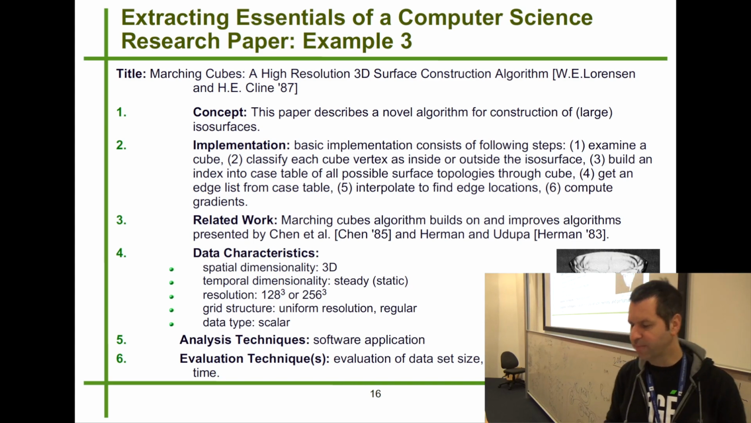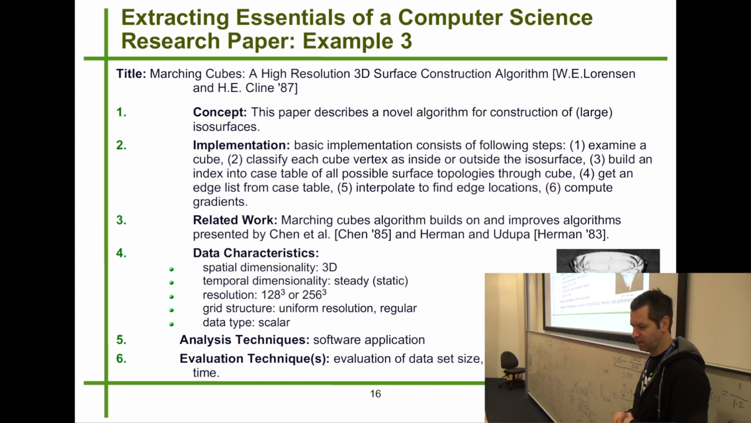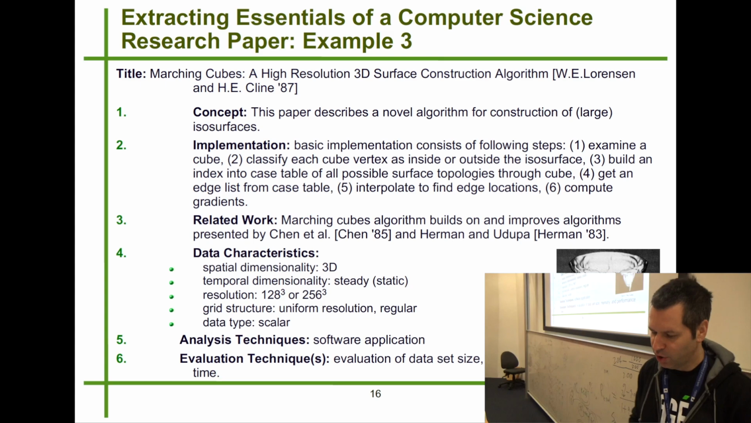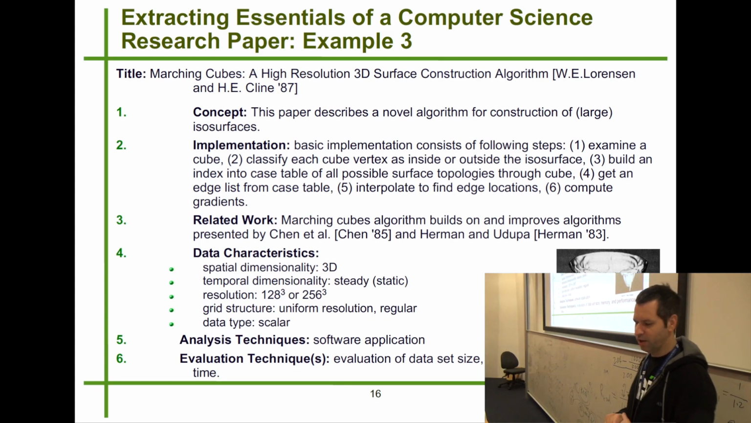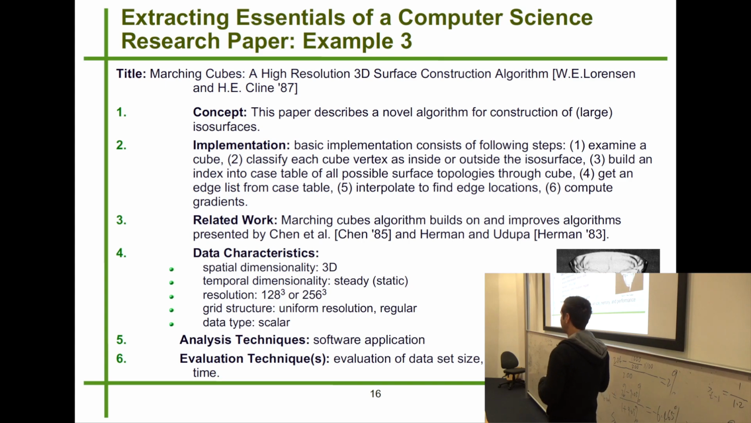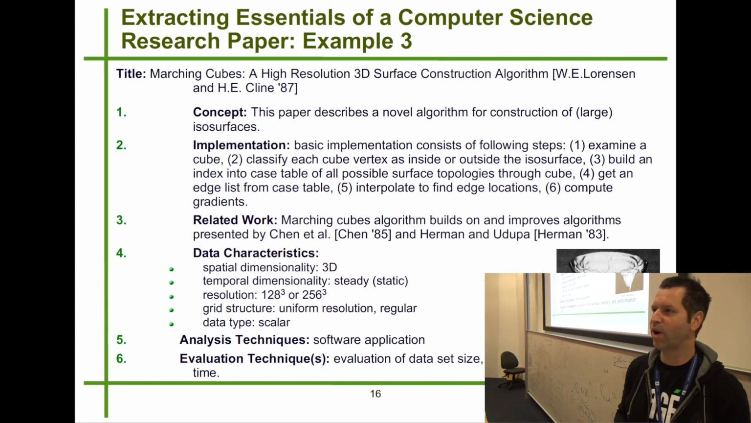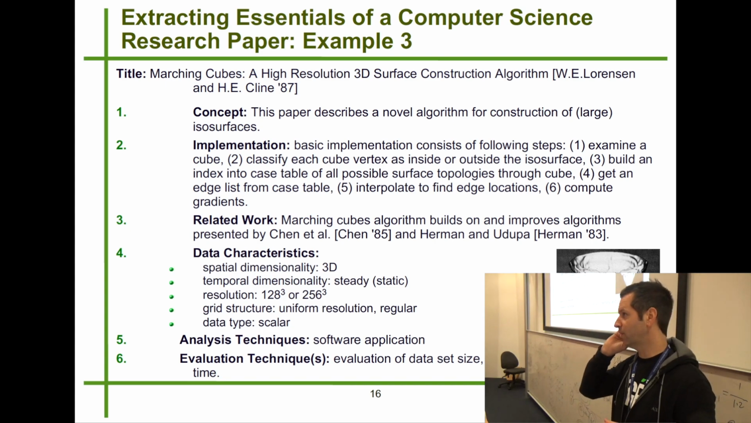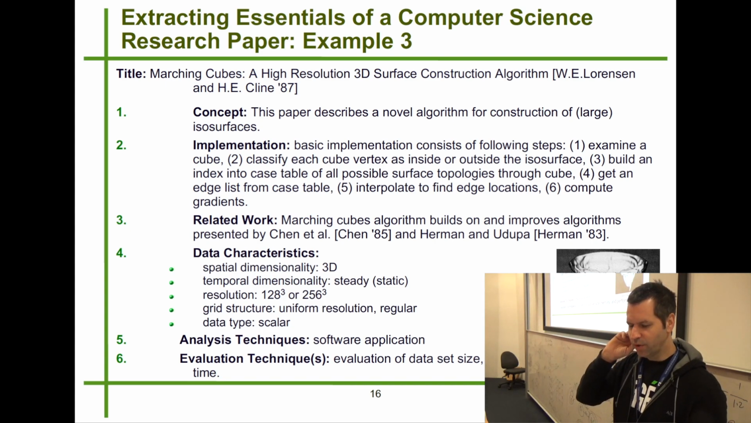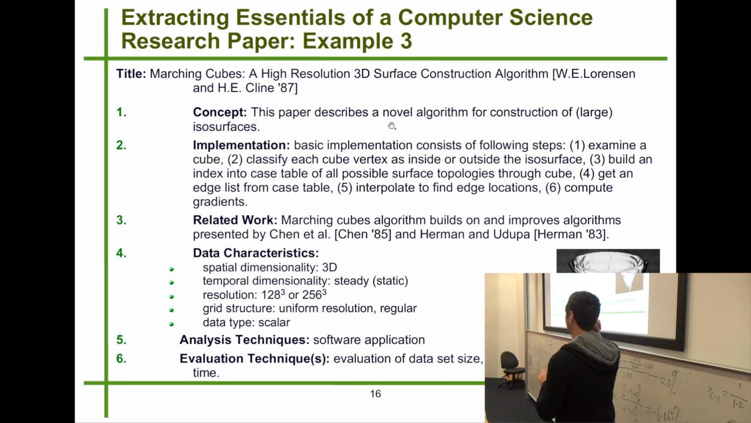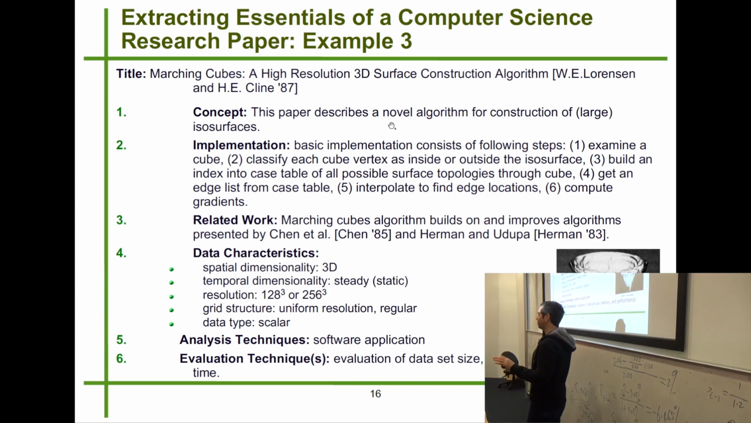Okay, we'll go through one more example, and then we'll wrap it up. This is the paper called Marching Cubes, a high-resolution 3D surface construction algorithm. The title again is very complicated, and the question is, oh wow, that's a complicated title. What's going on there? And you try to extract the concept. So it describes a novel algorithm for the construction of large isosurfaces. You could just leave out the iso part and just say large surfaces. Isosurfaces are a special kind of surface.